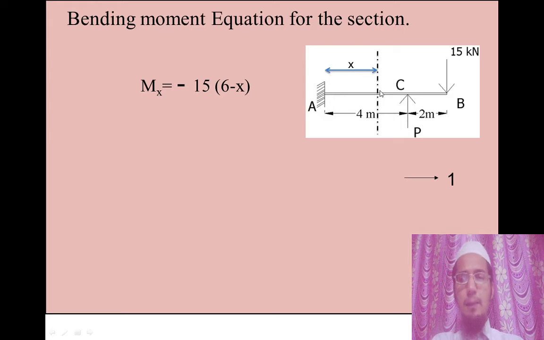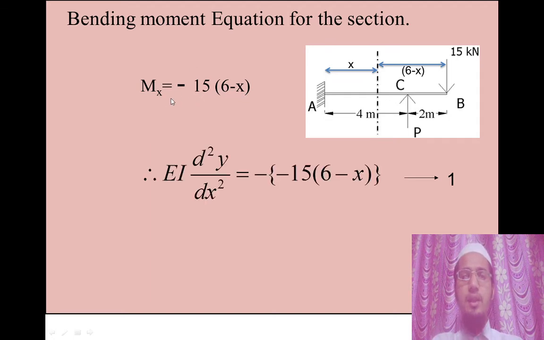Yes, Mx will be 15 into this distance, that is span minus this x, or we can write it 6 minus x. Now here we have taken the clockwise moment as negative, hence Mx will be minus 15 times (6 minus x). This will be the moment at distance x from support A.